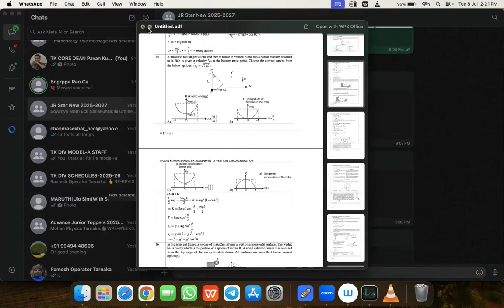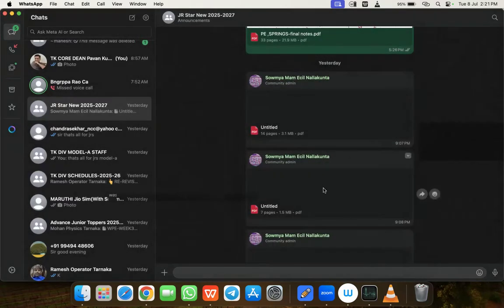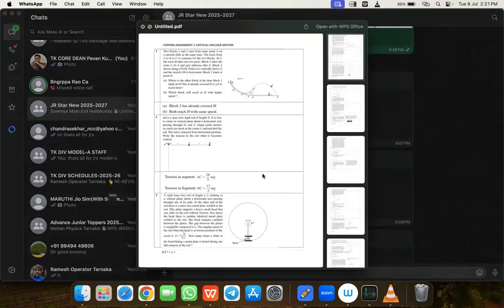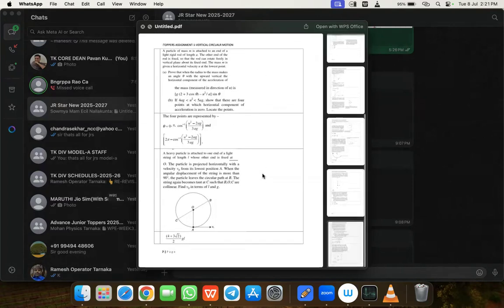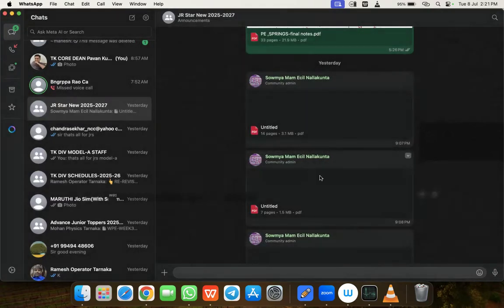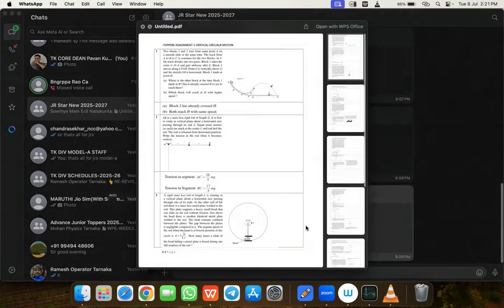Next. Posted one more assignment. These are very difficult. Very difficult means very difficult. No other alternative. But some questions I have incorporated in the notes actually. That's not an issue at all. And this is the one I have shown, right? Same.